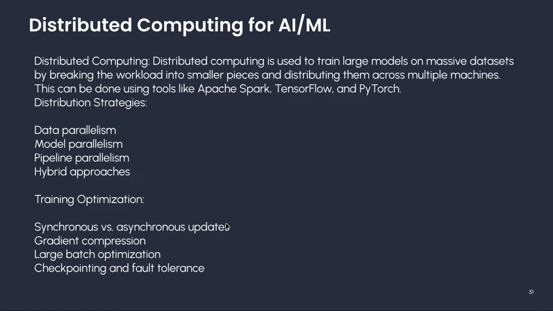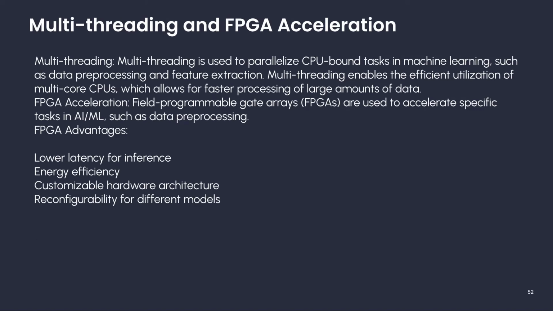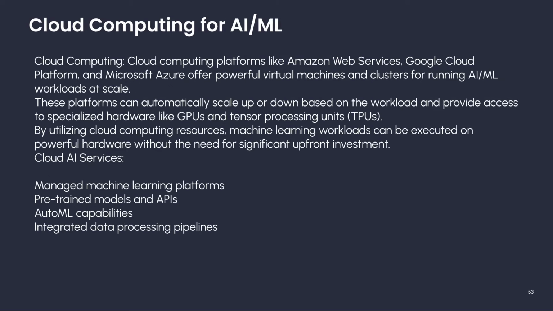Then we can also use distributed computing. So just like I said, TensorFlow, Apache Spark, PyTorch, breaking the workload into smaller pieces and the multiple machines मध्ये आपण distribute करतो. So data parallelism, model parallelism, training optimization, synchronous, and all that. Multi-threading, FPGA. These are deep topics which we won't go much into.